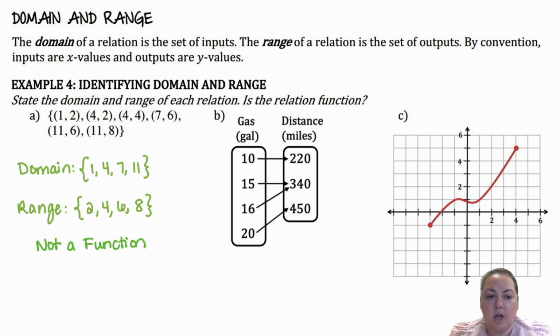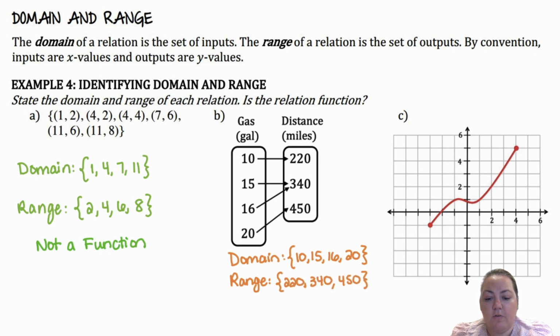Okay, and this would not be a function because some of my x values, 4 and 11, repeat. So because my x values, my domains, repeat, it's not a function. The next one, I have a mapping diagram. My domain are the gallons of gas, 10, 15, 16, and 20, and none of those were repeated. My range is 220, 340, and 450, so that one is a function.